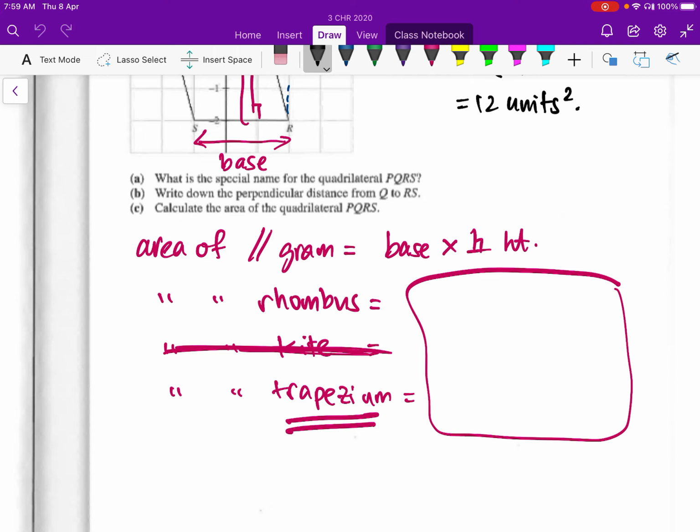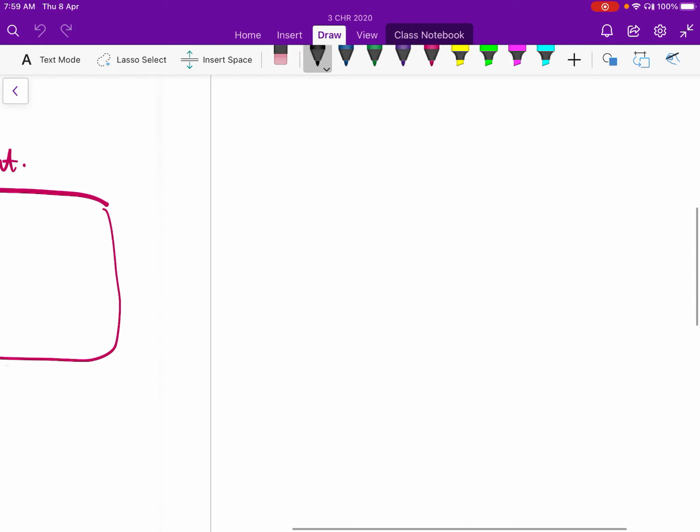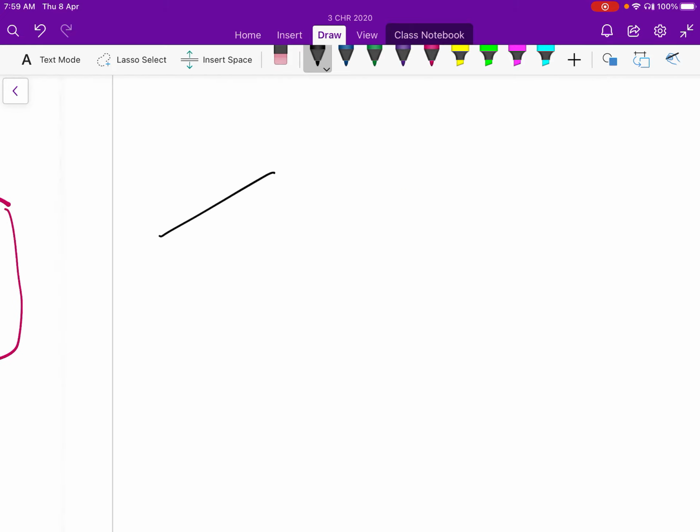What does a rhombus look like? So here I'm going to draw a rhombus. It has 4 equal sides, but it is not a square. So for example, like this being a rhombus, 4 equal sides.